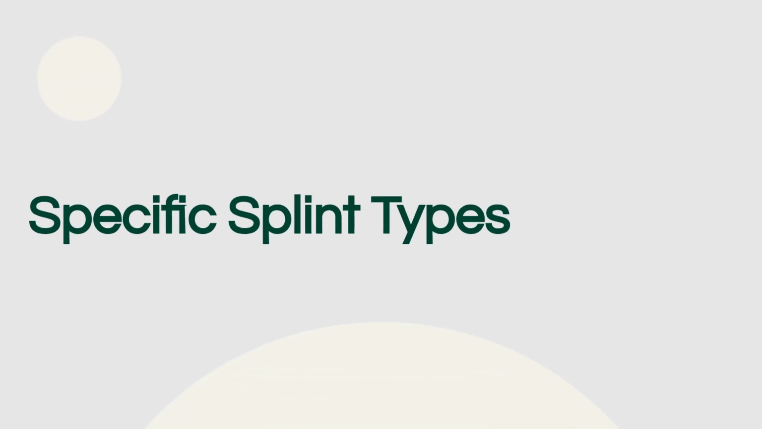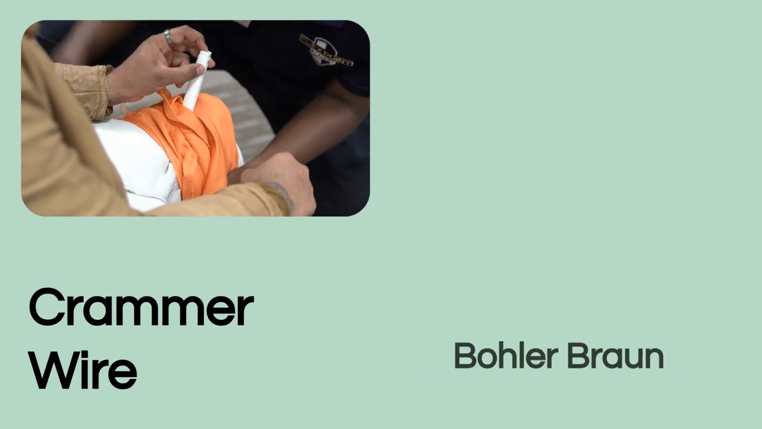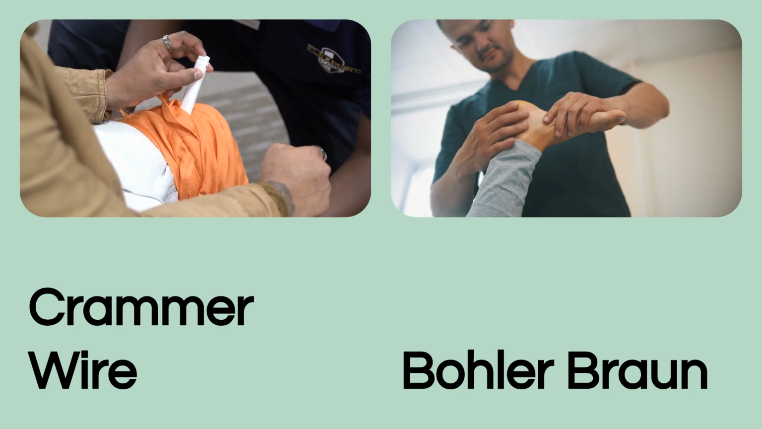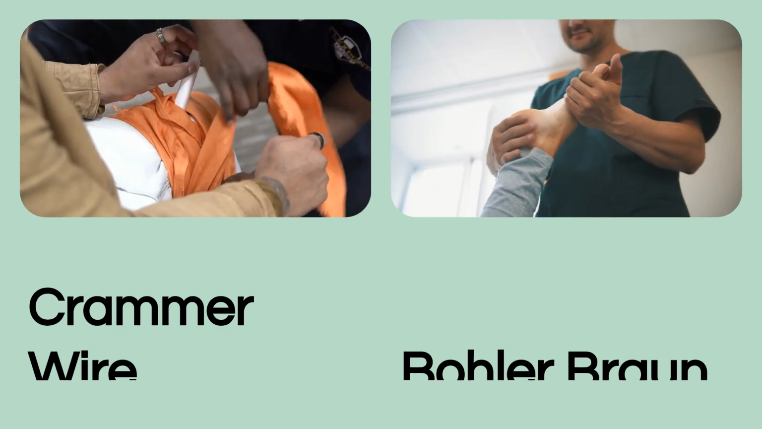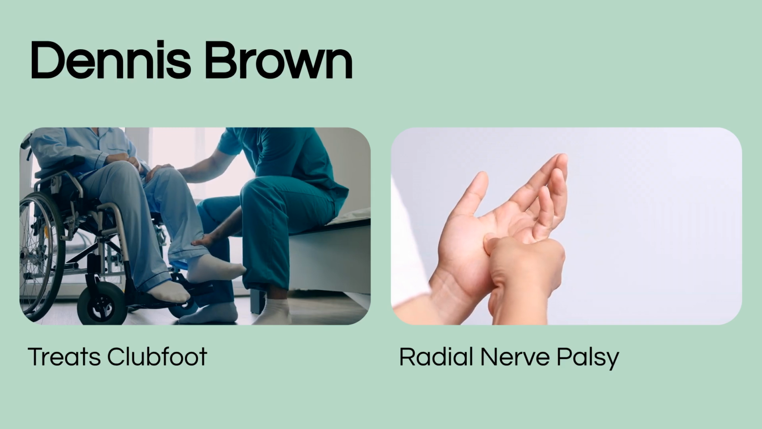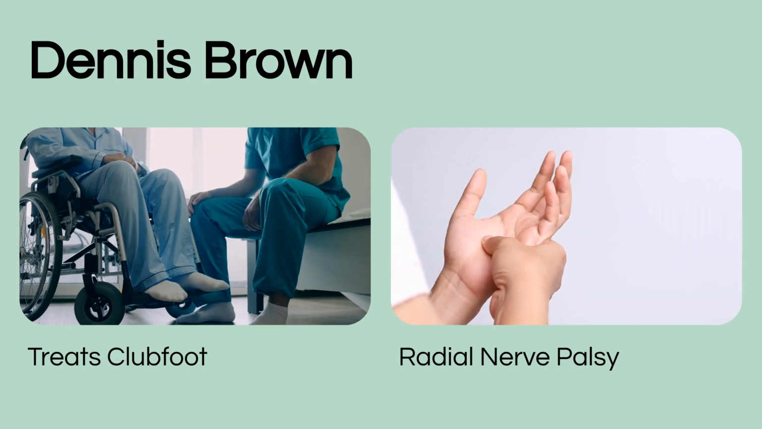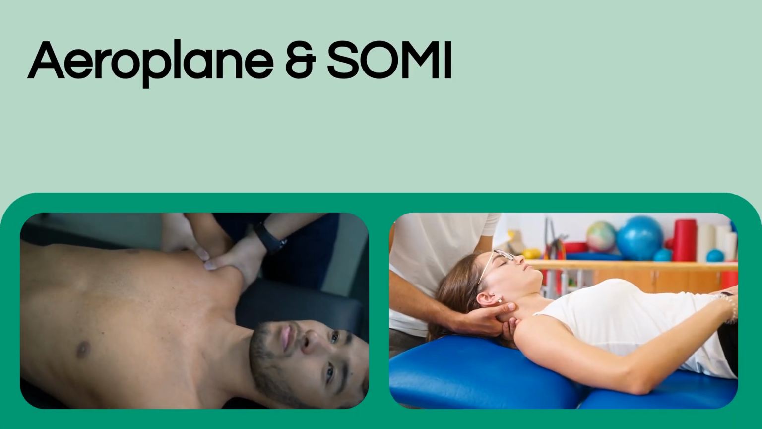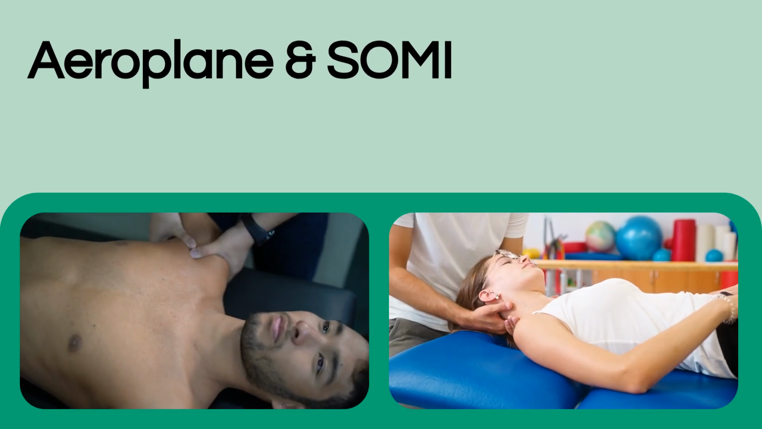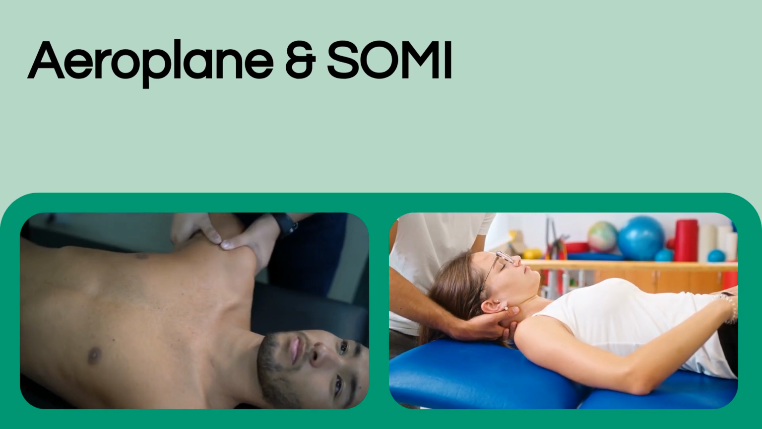Let's explore some of the specific splints designed for particular injuries or needs. The Kramer wire splint is bendable for quick transport. The Böhler-Braun splint utilizes pulleys for traction to prevent foot drop. The Dennis Brown splint uses adjustable shoes on a bar to treat clubfoot, while the cock-up splint is specifically used for radial nerve palsy. The aeroplane splint holds the arm abducted for injuries like brachial plexus injuries. The SOMI brace is a cervical brace that allows patients to lie flat.